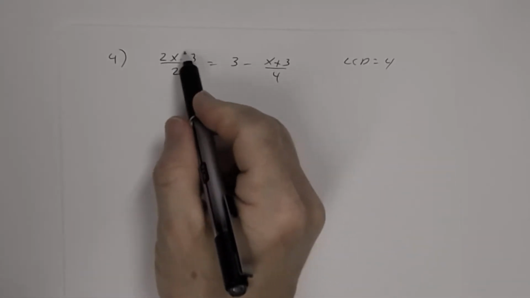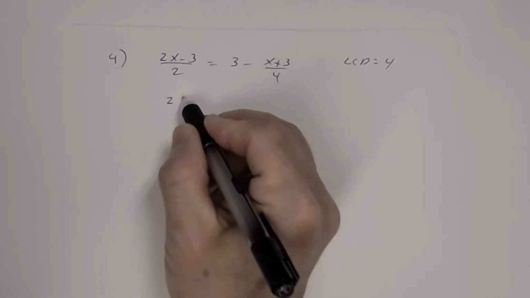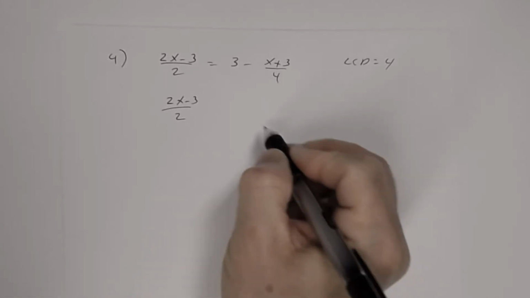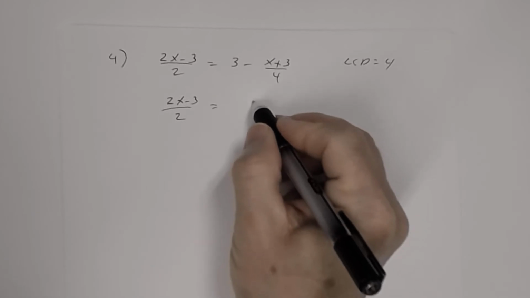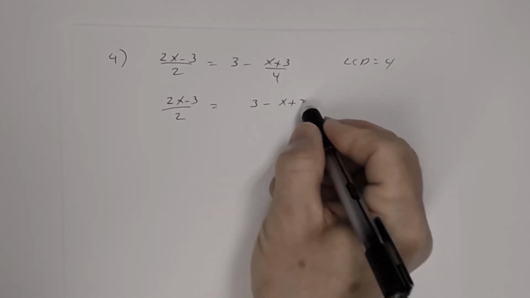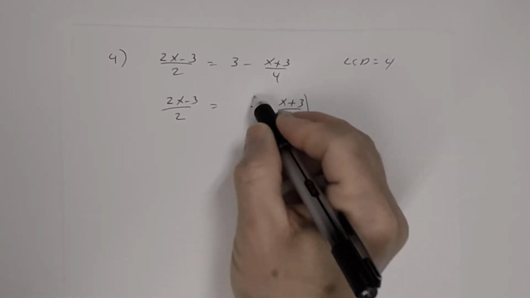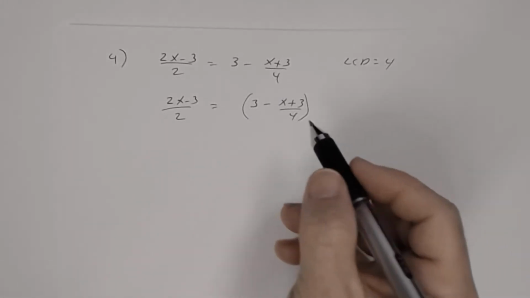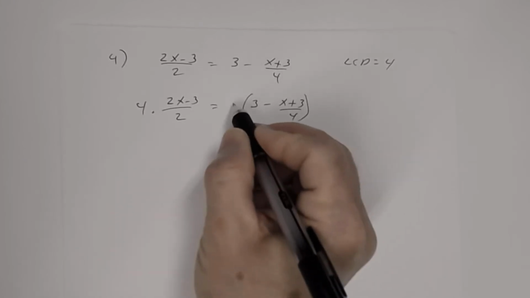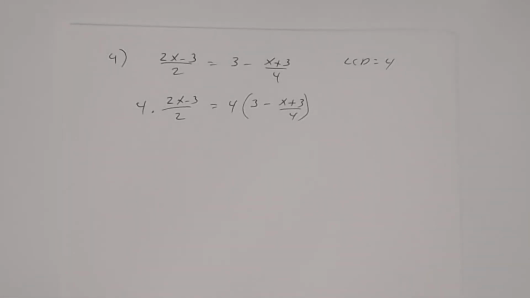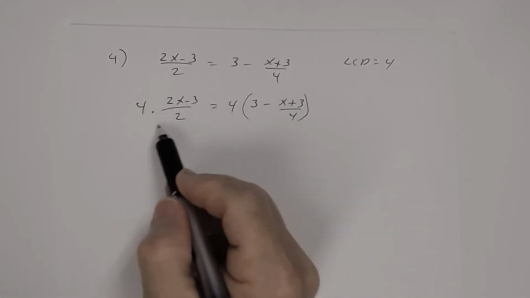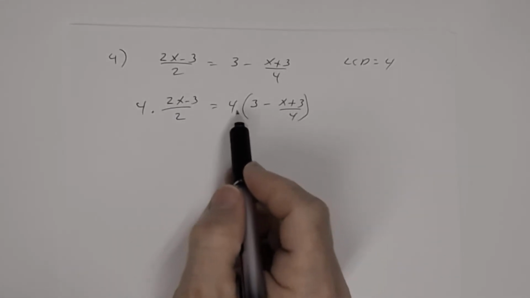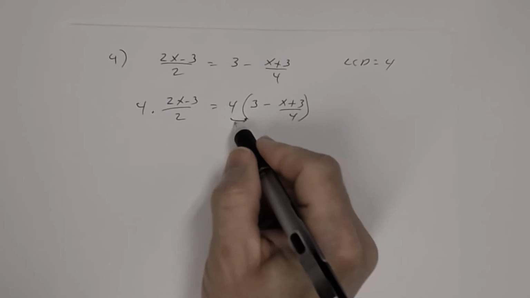Now, since there's only one term here, I'm going to leave this as what you see. And then let's go ahead and rewrite this over. So 3 minus x plus 3 divided by 4. And let's put that in parentheses since there's more than one term. And I'm going to multiply both sides by 4. So you're going to say times 4, times 4, just like that. Okay? Now, I'm going to leave this alone for right now, but I want to use the distributive property.